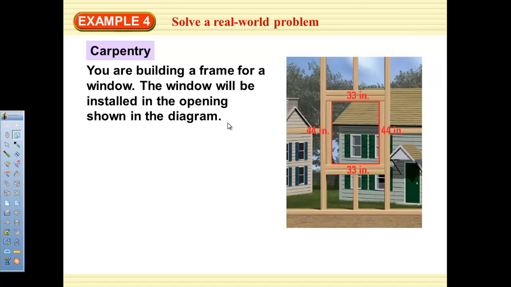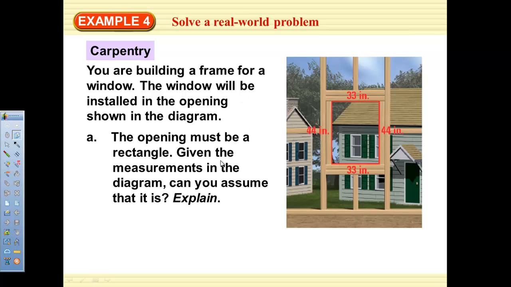Okay, we're looking at our last example in this section. We're building this frame here, and if you notice, it's 33, 33, 44, and 44 inches. We want to know if there's enough information to show that this is a rectangle here. Well, if we look at it carefully at first, it looks like it is.